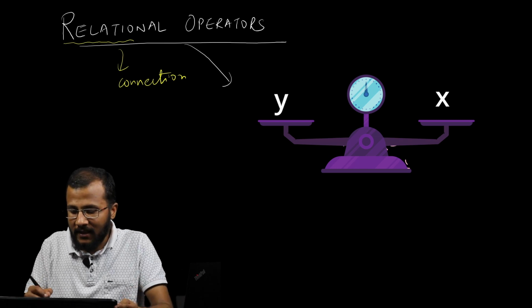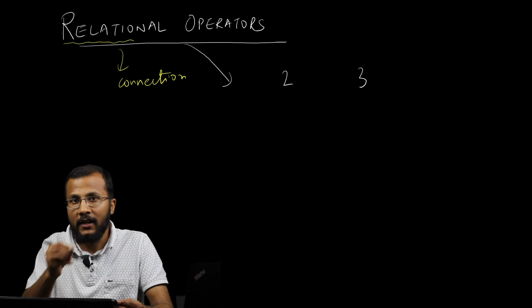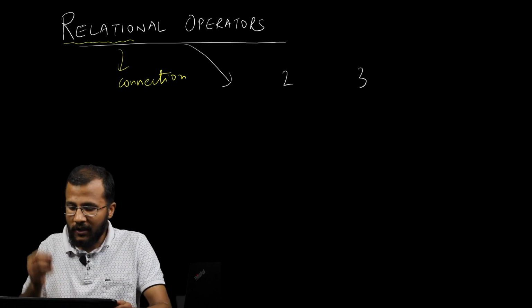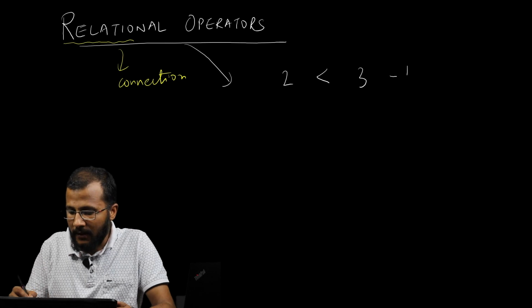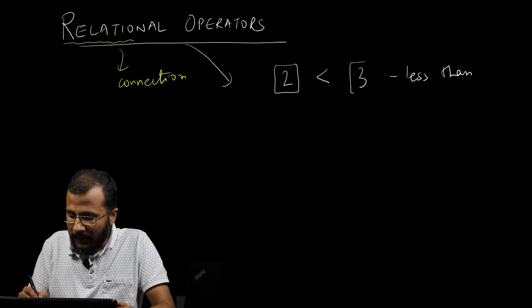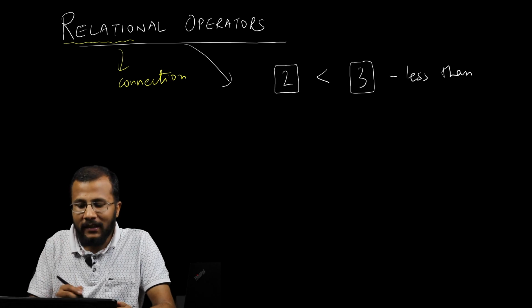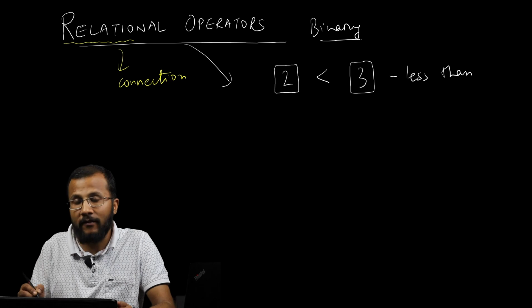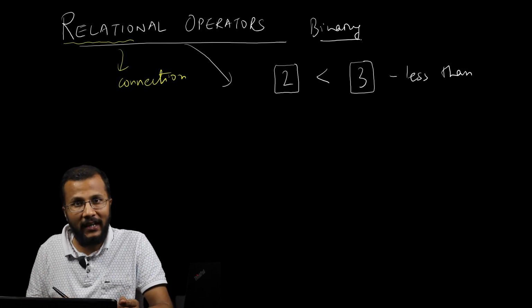Now let's say I would like to establish the connection between two numbers 2 and 3. So let's see what all relational operators are available in C. The first one is the less than operator. The less than operator will help us to identify the relationship between its two operands. The first operand here is 2 and the second operand here is 3. Remember, all the relational operators are binary operators, so they will always have two operands. In this case, I am trying to check if the number 2 is less than 3 or not.